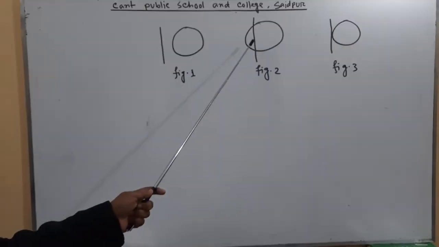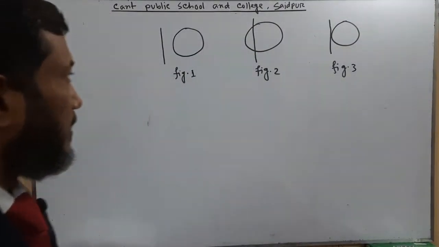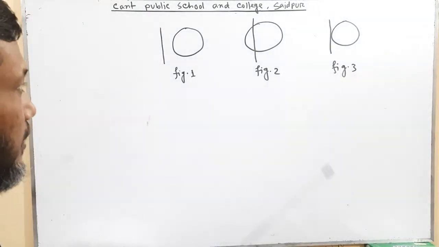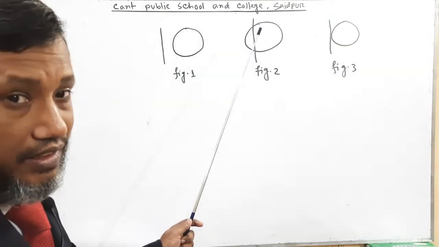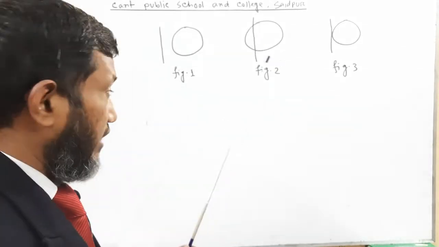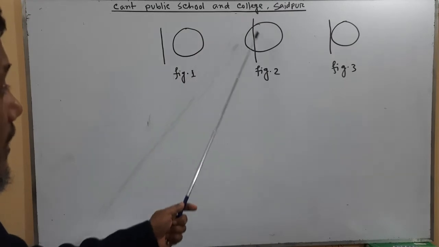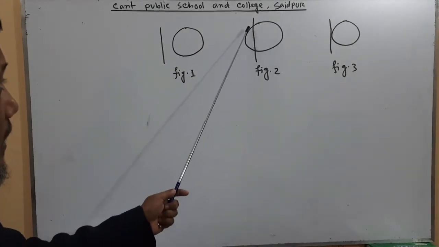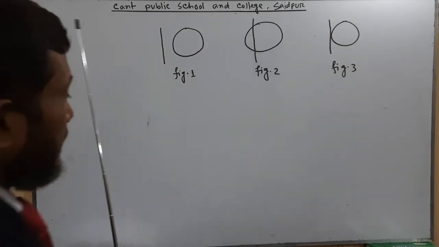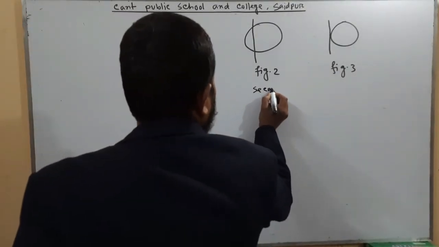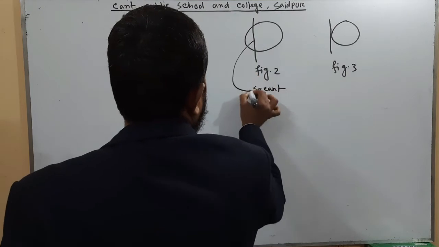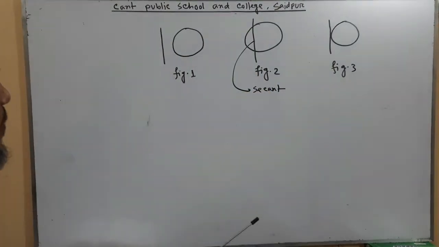If the straight line intersects the circle at 2 points, the straight line is called a secant. That is, it may be a chord or radius of the circle. Here, this is the secant. Its name is secant. Here, this is the secant to the circle.